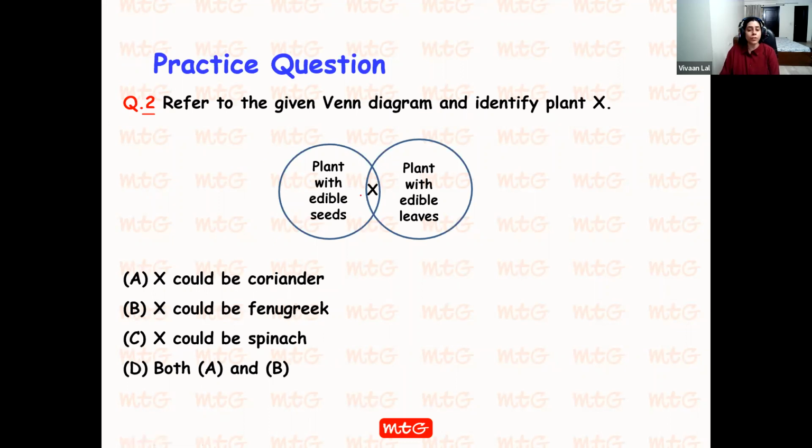So, you know how to solve a Venn diagram? There are two rings in the Venn diagram. This is the first ring and this is the second ring. Where the rings overlap, this is the area where they are overlapping, and we need to find the X option. And what according to you could be X? Plant with edible seeds and edible leaves.